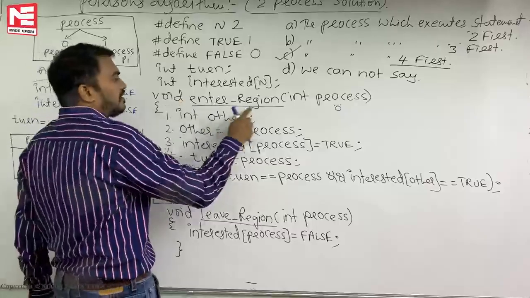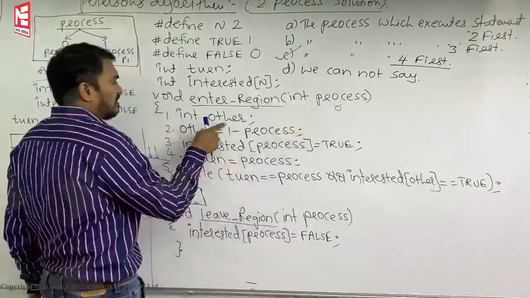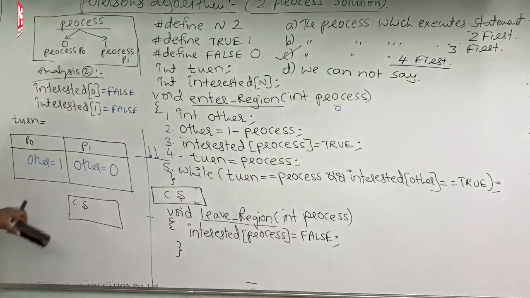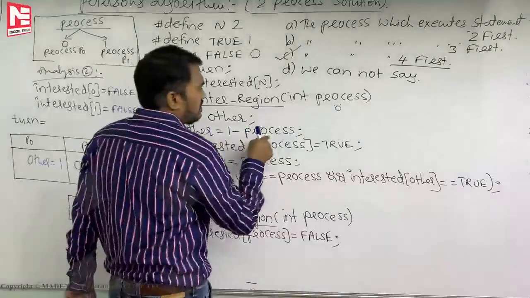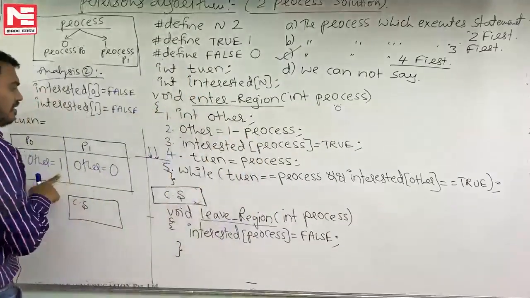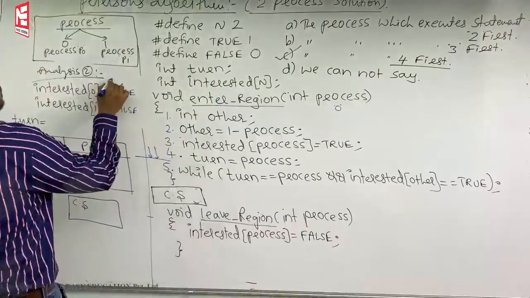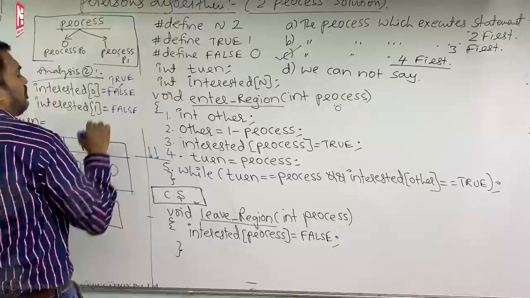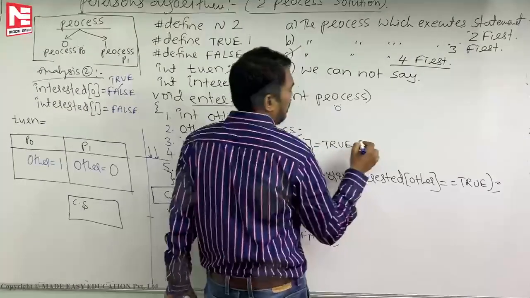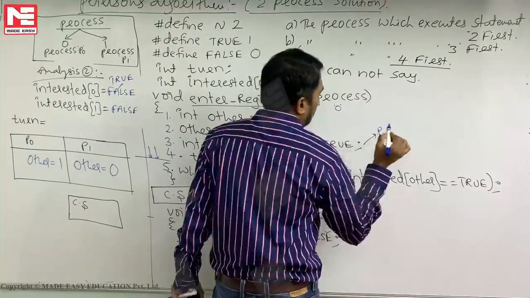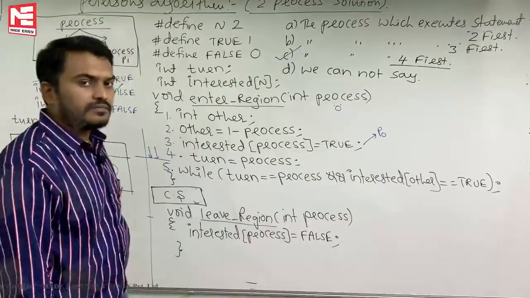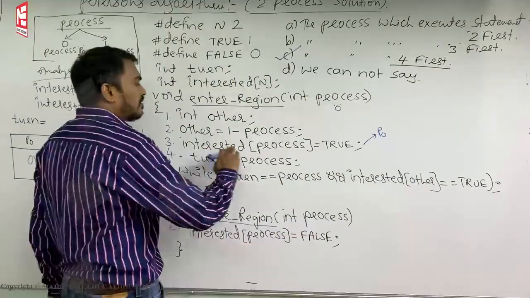So void enter region, integer process value 0, integer other. So here it is written other equal to 1 minus 0, so that other value is 1, so I wrote that, and interested of process equal to true. Now look at here, this value becomes true. Now tell me, who executed this? First that is P0, मैं P0 से पहले चलाया. So I executed this by P0.